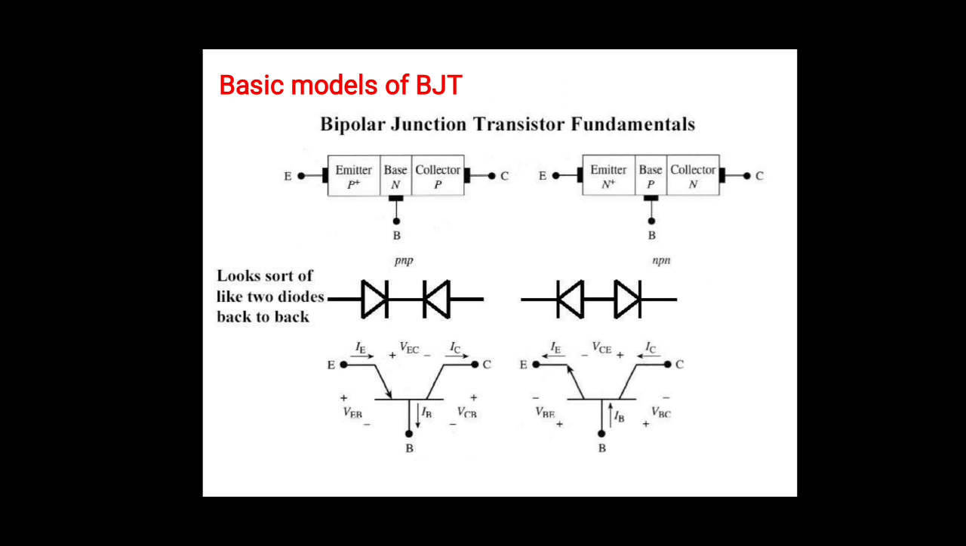Here is the construction of the NPN transistor in the second diagram. These are the three terminals: emitter, base, and collector. In this construction, we have connected two diodes with anodes back to back. So let us see the currents and voltages in the transistor.